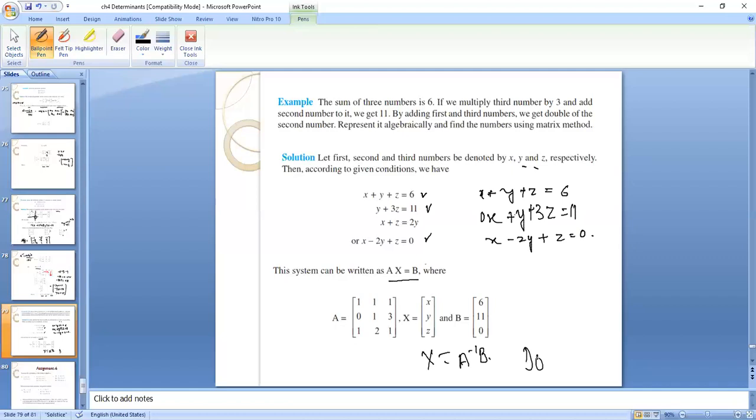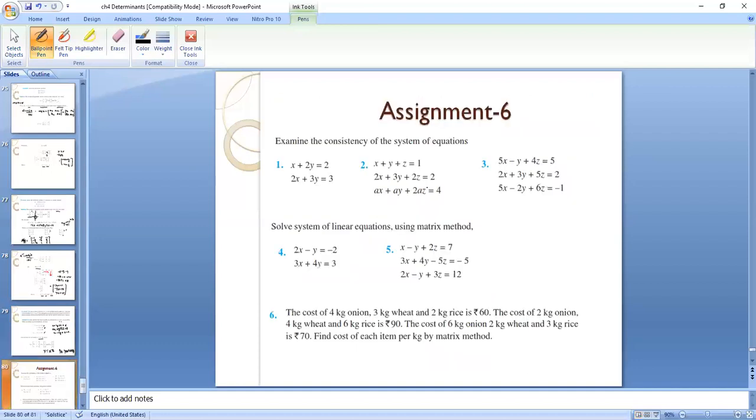This task is for you. You have to solve it yourself, because after that this chapter will be finished and you have to solve this assignment, right? Simple questions. You have to check the consistency. Consistency means if A inverse exists, we are able to solve the equations. If A inverse does not exist, we are not able to solve the equations, right? Then using matrix method, you have to solve the equations. Then one question I have given with the statement, you have to analyze the statement, write its mathematical modeling, and after that you have to solve it, right?